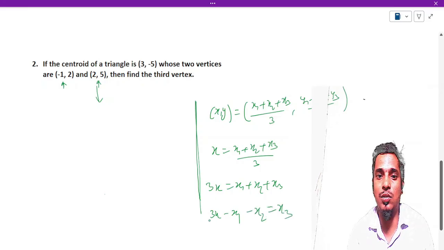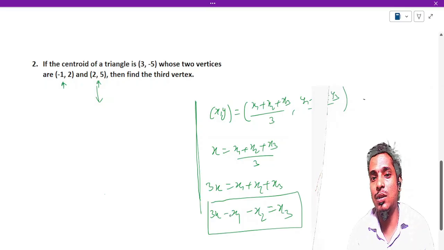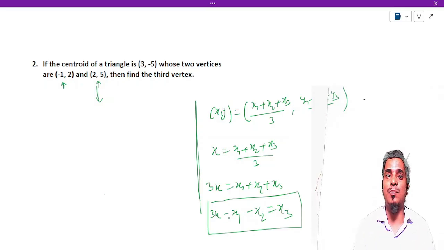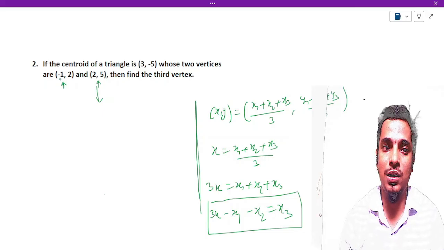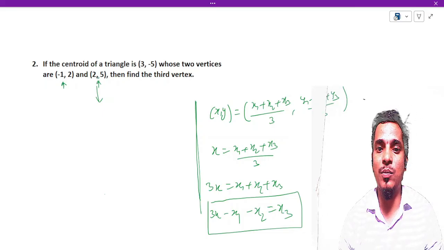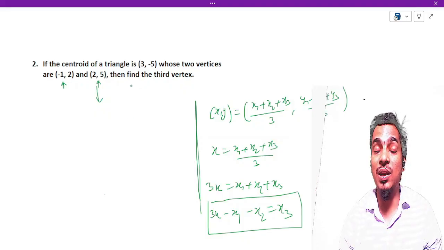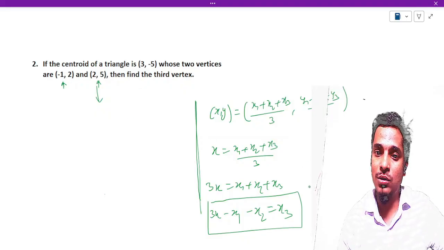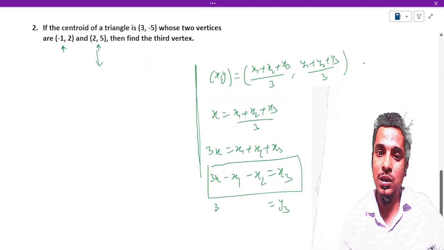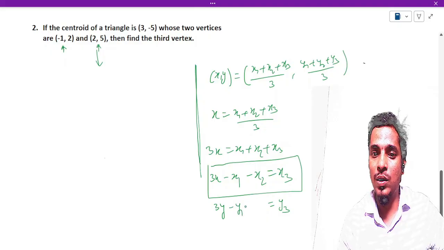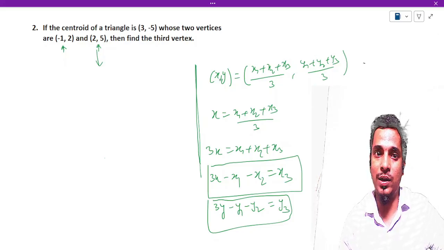So x3 is equal to what? 3 times the coordinate of the centroid minus the two x coordinates of the two given points, to get the x coordinate of the third point. The same way we can find the y coordinate of the third point, which is y3 is equal to 3 times y minus y1 minus y2. We get this by equating this y coordinate with y.